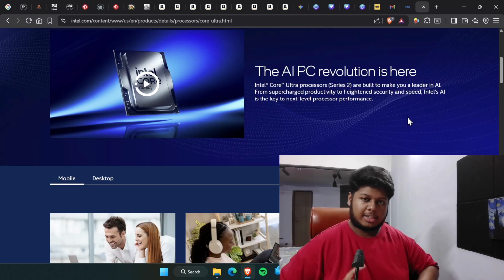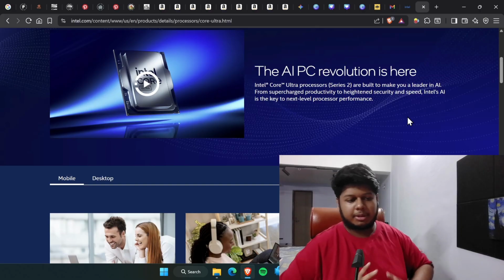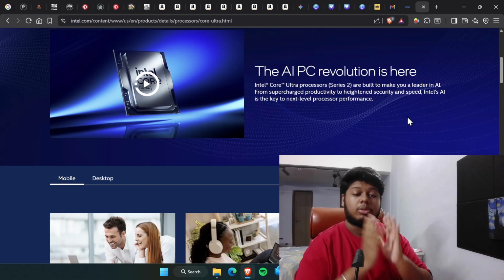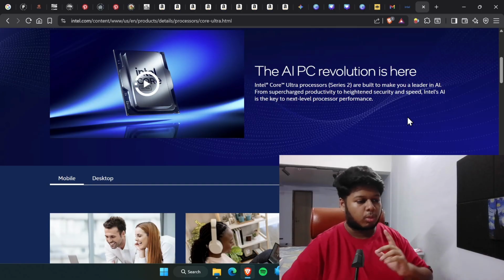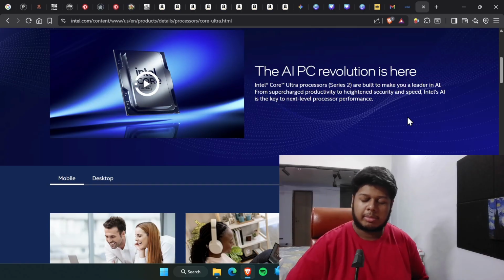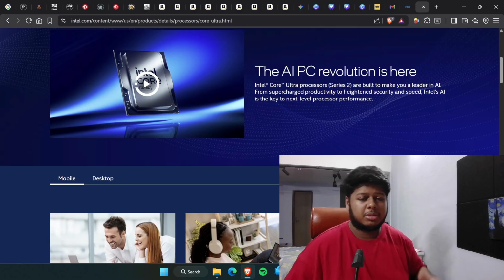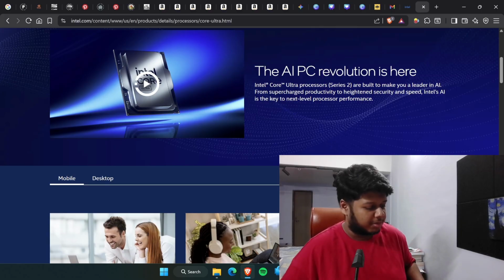And with the Ultra brand, we have the NPU. It's a dedicated NPU. You can have a lot of new AI features. Although I am not sure what exactly it brings to the table yet. But I guess if you are an AI enthusiast, this should work for you.